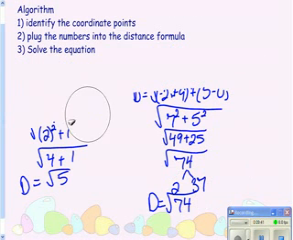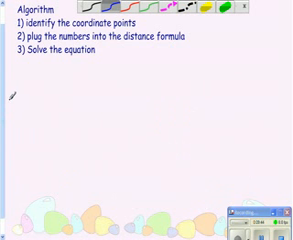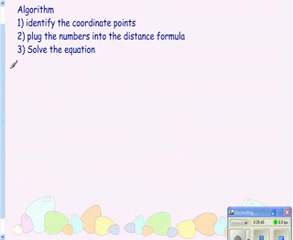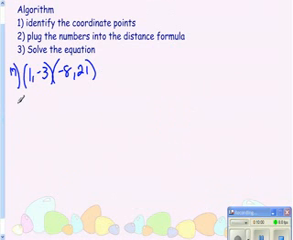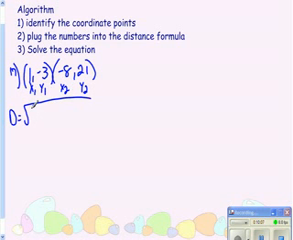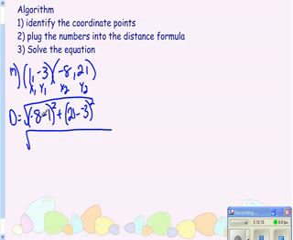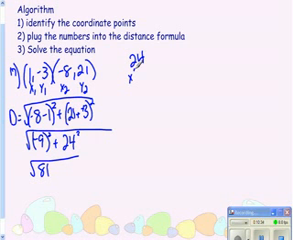And we have one problem left on this page. Number 17, we have 1, negative 3, and negative 8, 21. x1, y1, x2, y2. Distance equals square root. X2 is negative 8 minus x1 is 1 squared plus y2 is 21 minus y1 is negative 3 squared. Negative 8 minus 1 is negative 9 squared. 21 plus 3 is 24 squared. Negative 9 squared is 81. I don't know what 24 squared is, so I need to do that.